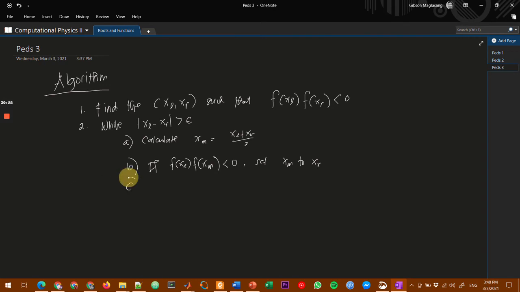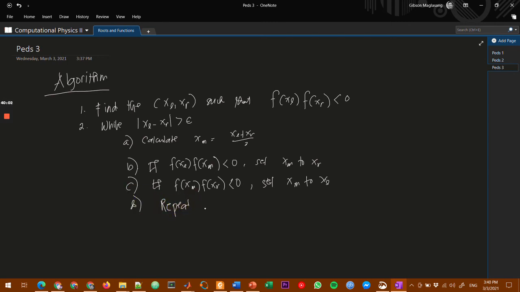But if ang case nimo if f of xm and f of xr is less than 0, meaning naa sa right pod, then you set xm to xl. Okay, muna siya ang bag-o nimo nga left na pod. And then repeat.